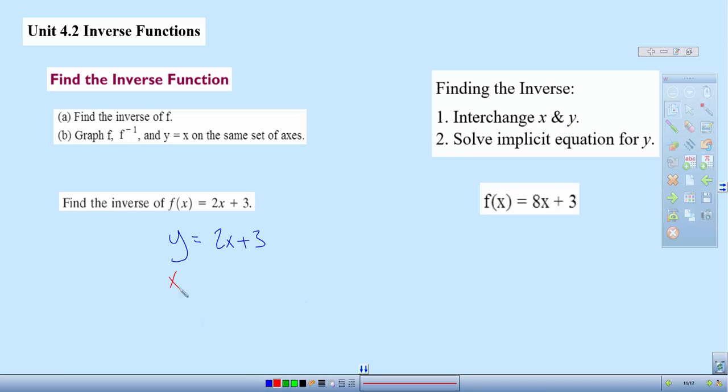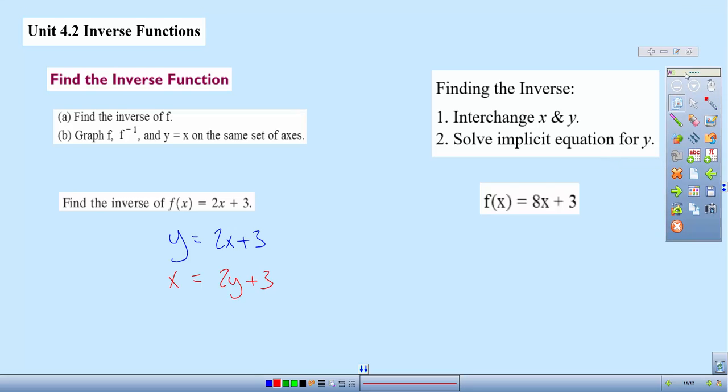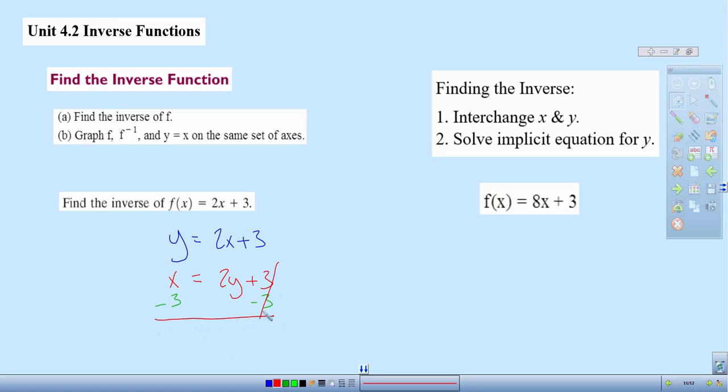So now this becomes x equals 2y plus 3. Literally all I was doing was switching the x and the y, because this is part of the process to find the inverse. Once I've switched the x and the y, then I solve my implicit equation for y. Well, this is my implicit equation, so now I'm going to solve this thing for y. My 3's cancel. I get x minus 3 is equal to 2y.